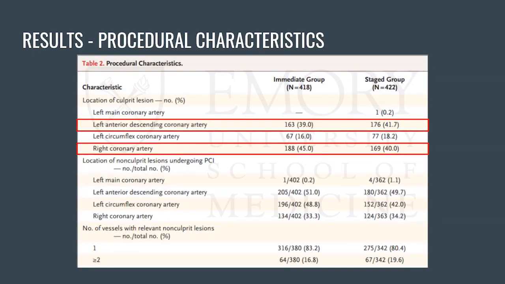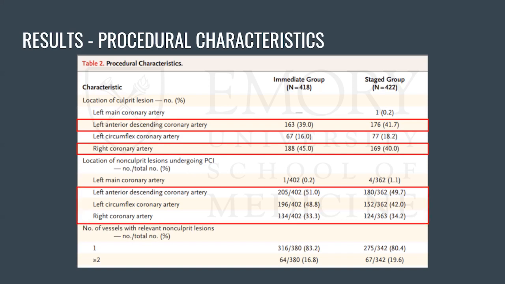With regards to the culprit lesion, moving on to the second table of procedural characteristics. Fairly evenly split with regards to the LAD versus the RCA being the culprit lesion about 40% of the time for each, with the left circumflex making up the vast majority of the rest. And the location of the non-culprit lesions. Importantly, the LAD for both groups encompassed about 50% of the non-culprit lesions, which we'll discuss why we think that's important later on. And then at the bottom of the screen here, about 80%, give or take, had at least one non-culprit lesion, with about 20% having 2 or more.